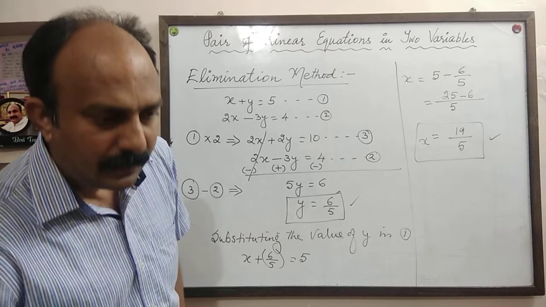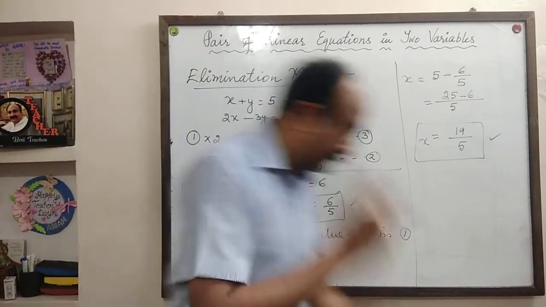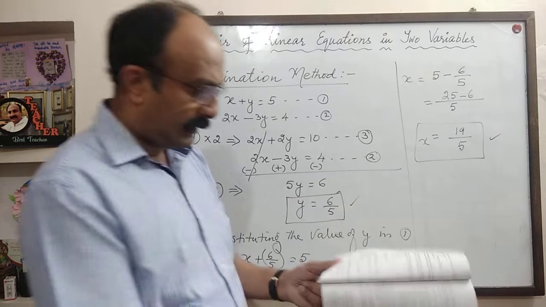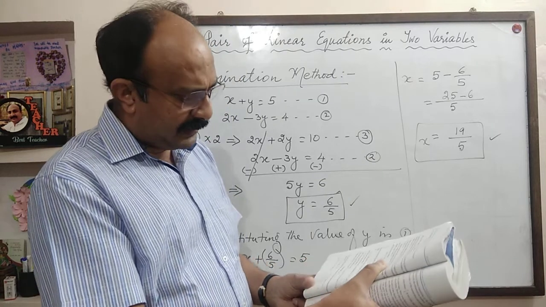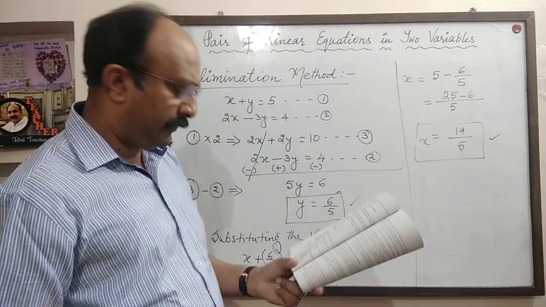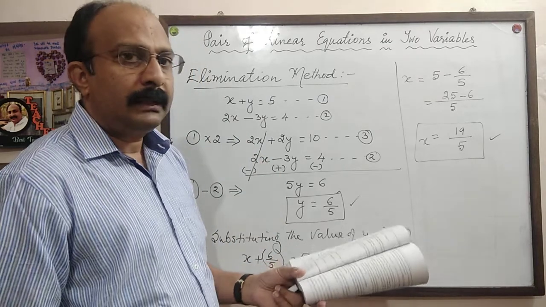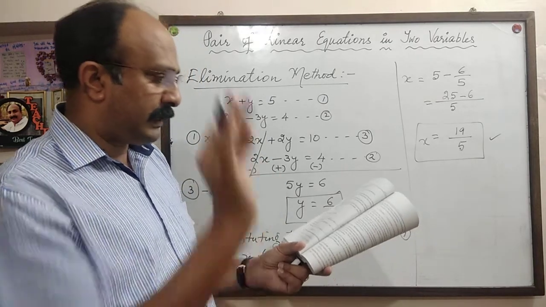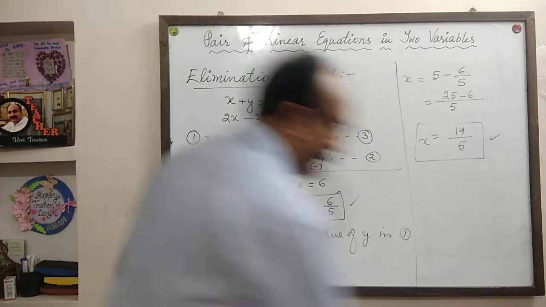Now I will do one more question. Question number 2 is very easy. 3 is also easy. I will do question number 4 because the coefficients of question number 4 are a little difficult.